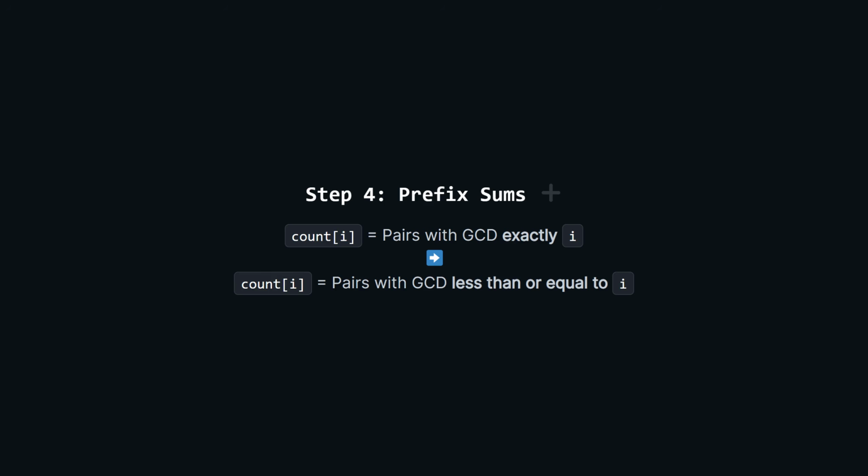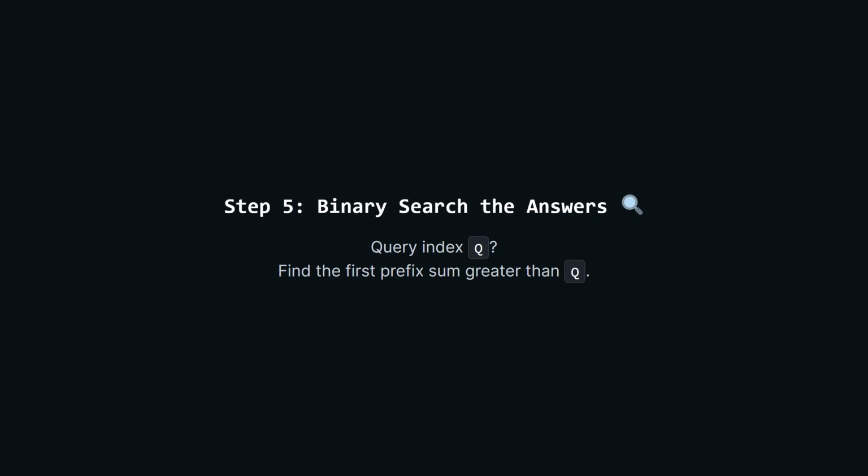Step 4. Now we have the exact number of pairs for every single greatest common divisor. We want to answer queries quickly, so we convert these exact counts into a running total, also known as a prefix sum. Step 5. Now answering a query is incredibly fast. We just take the query index, add 1, and use a binary search on our running totals to find exactly where that pair would sit.